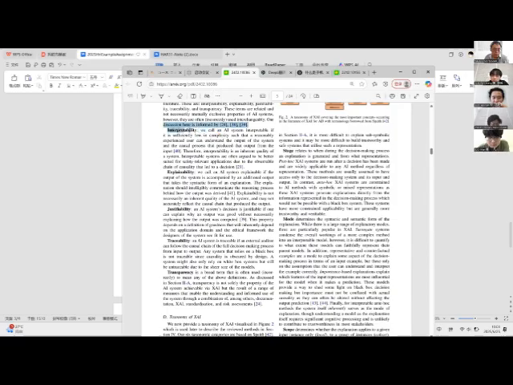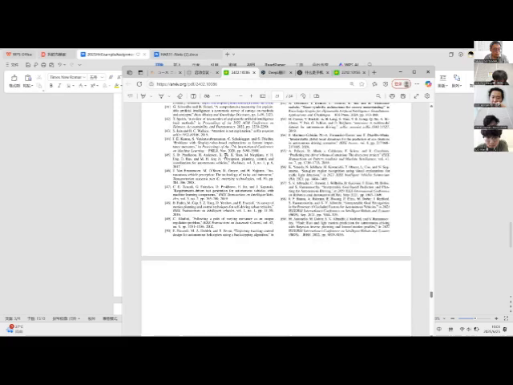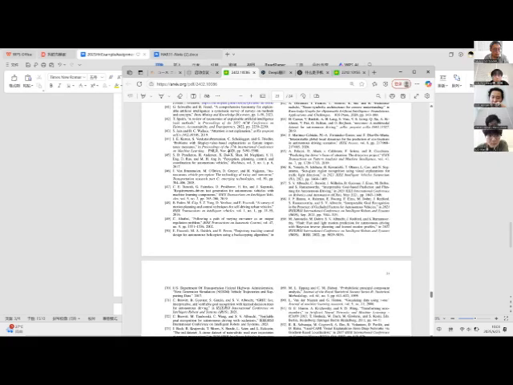First is the interpretability. It means that the user can know how the input becomes the output. It is more like a white box system. Technically, there is also the explainability. It is that the AI system explains itself.